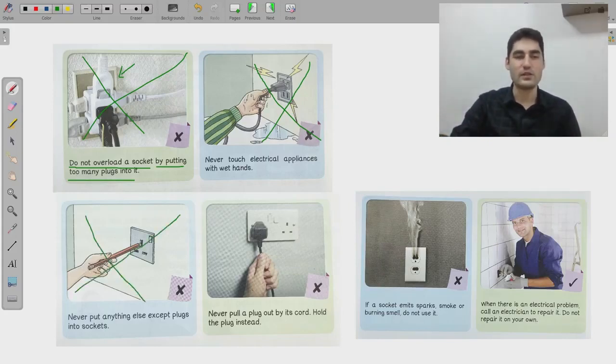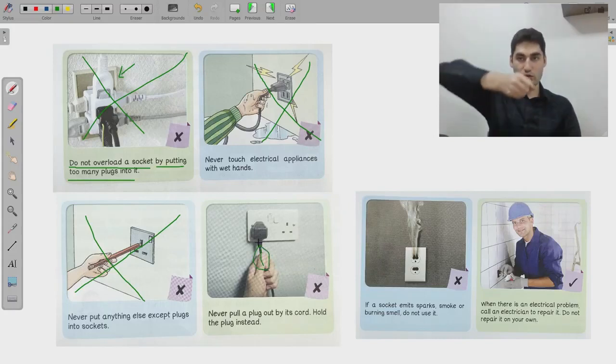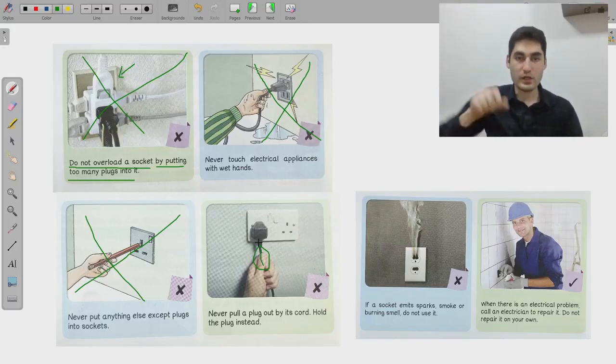That's really dangerous. Never pull a plug out by its cord. This is called cord, okay? Here. So don't pull it like this. Try to pull from here, okay? Don't pull it over here. So this is also dangerous.